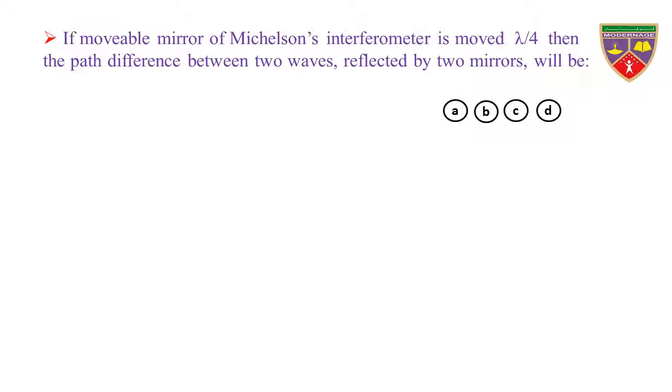If movable mirror of Michelson interferometer is moved lambda by 4, then the path difference between two waves reflected by two mirrors will be: option A, lambda by 5; option B, lambda by 4; option C, lambda by 3; option D, lambda by 2. The key is lambda by 2. Therefore, the correct option is D.